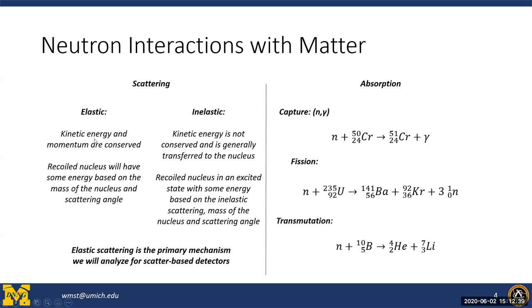For scattering, there's two typical mechanisms, elastic and inelastic. Elastic is where kinetic energy and momentum are conserved. Inelastic is where kinetic energy is generally not conserved and is transferred to the nucleus. That then creates an excited state, which can have a whole range of effects of gamma emissions or other emissions. Versus elastic, we just get a recoiled nucleus that, based off of its mass and the scattering angle with the neutron, has some recoil energy. And we're going to primarily focus on elastic scattering for this analysis and for looking at scatter-based neutron detectors.